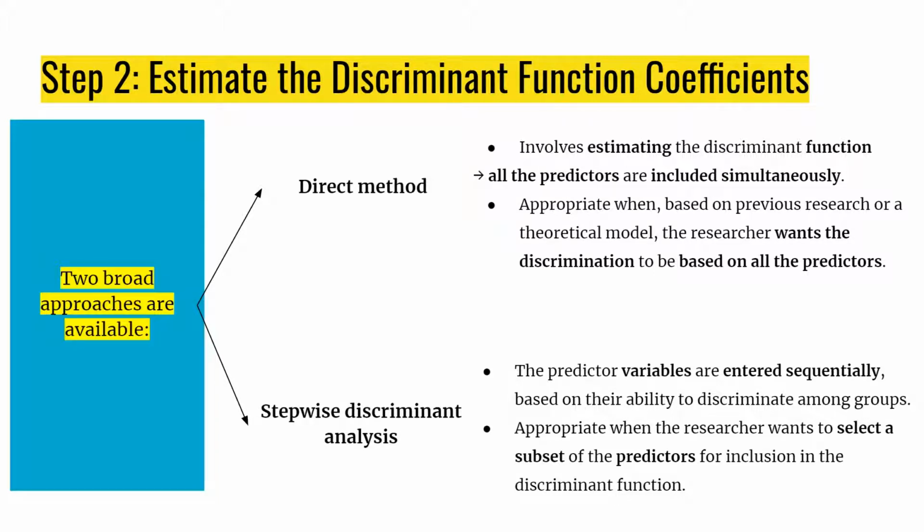The other method is stepwise discriminant analysis. It is the same as stepwise regression. The predictor variables are entered sequentially, based on the total variance that can be explained by the predictor variables, and it can be used to select a subset of the predictors for inclusion in the discriminant function.